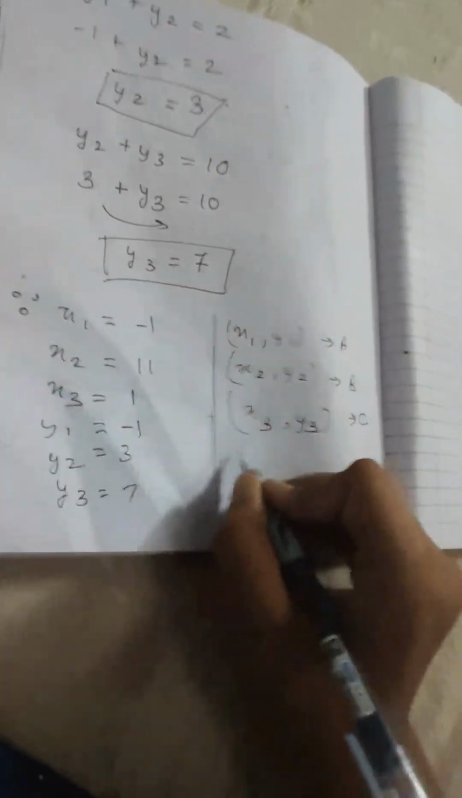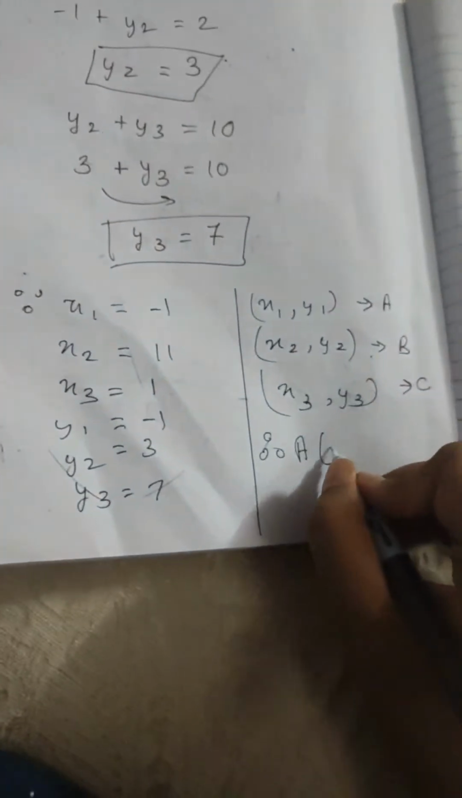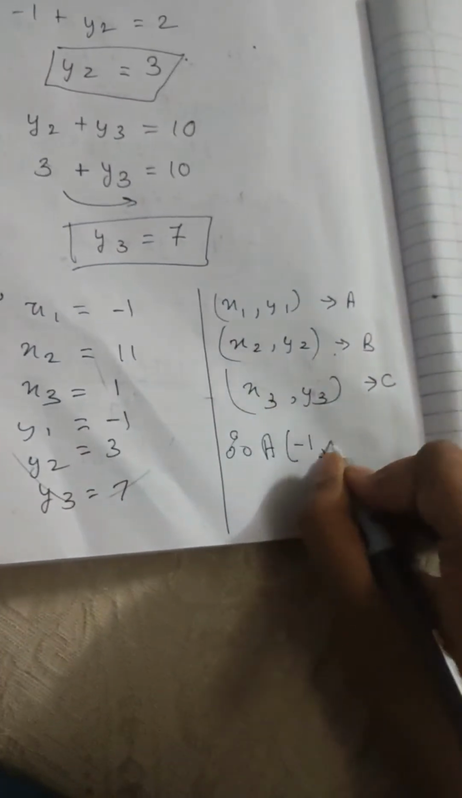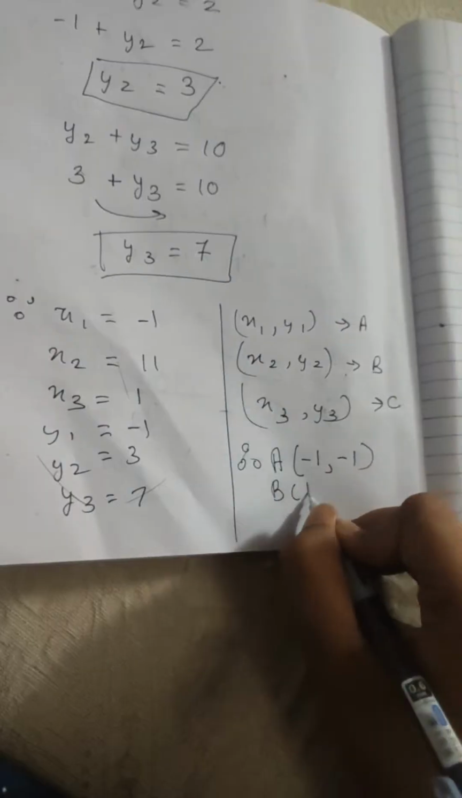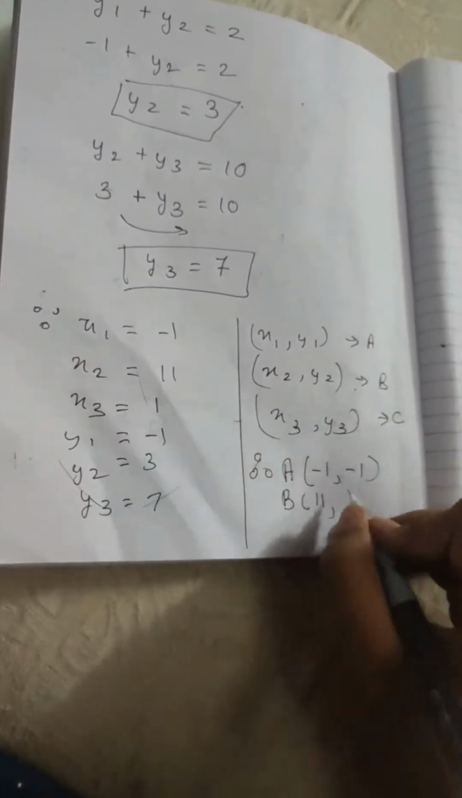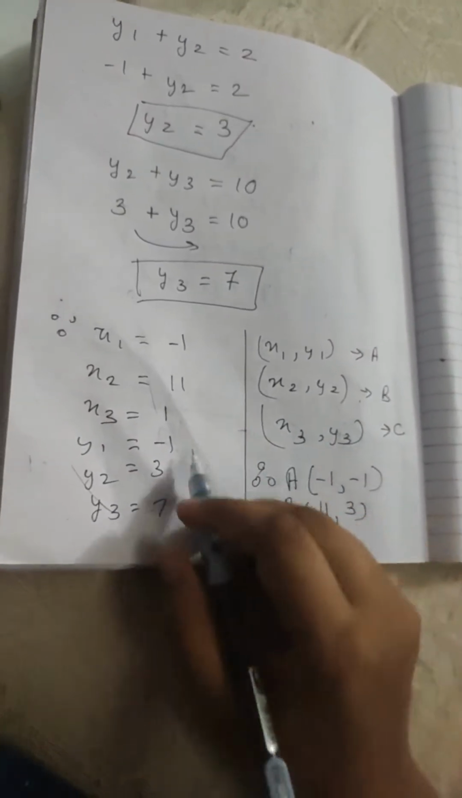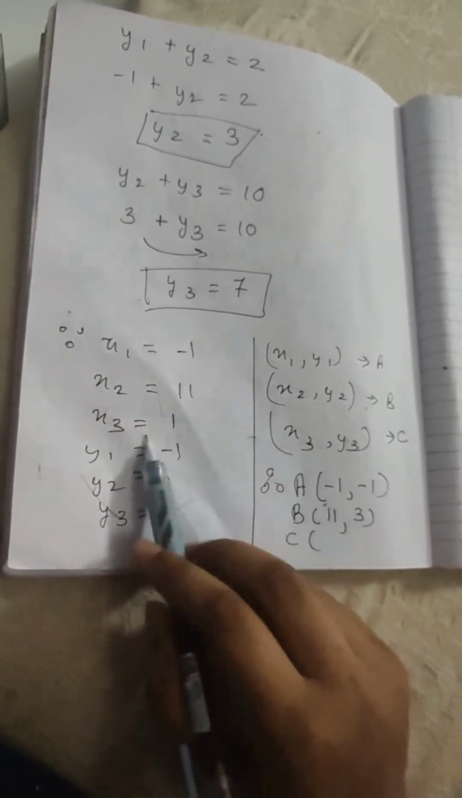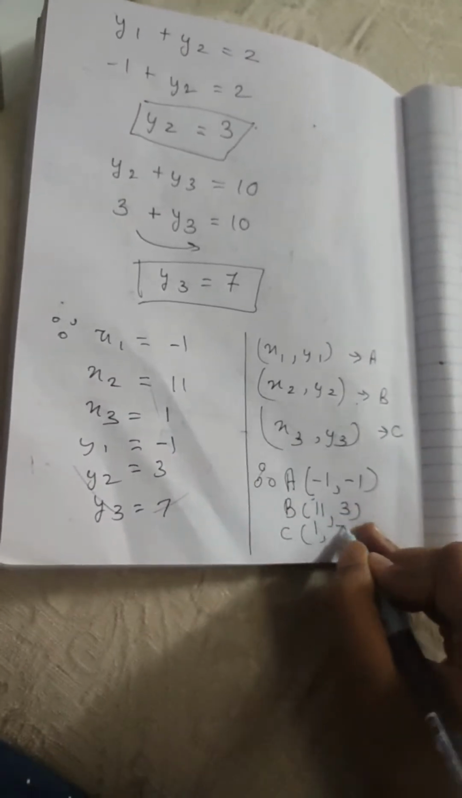Now we have the values, we just need to input it. So A: x1 is minus 1, comma y1, which is again minus 1. So this will be your A coordinate. For B it will be x2, which is 11, comma y2, which is 3. And for C coordinate it will be x3, which is 1, and y3, which is 7. And that's all. Let's recheck once we have done it right.